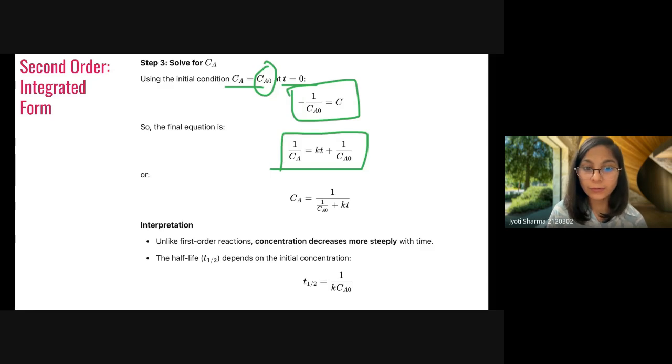And again, we can also calculate the half life. If your reaction is a second order reaction, then the half life will be 1 upon K CA naught. So this equation will give you the right answer for your MCQ, right?